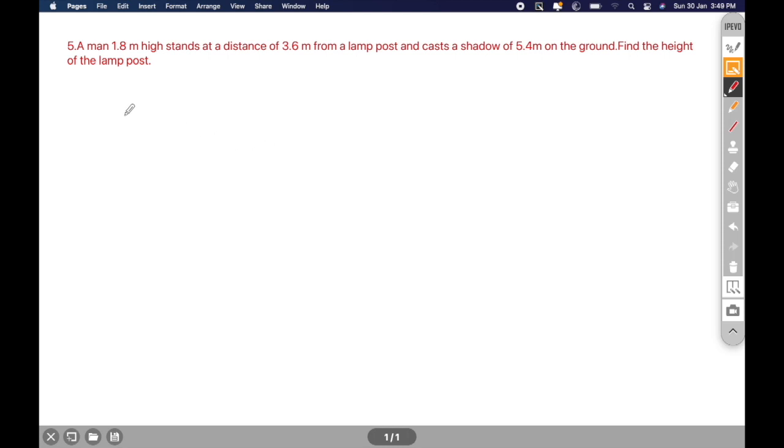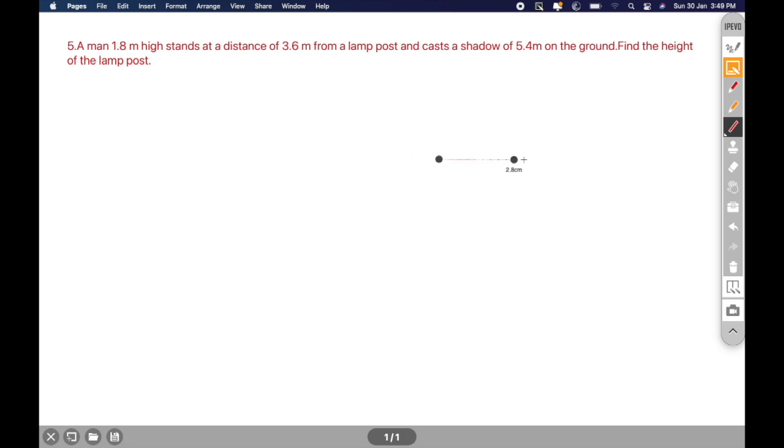The next question is, a man 1.8 meter high stands at a distance of 3.6 meter from a lamppost and casts a shadow of 5.4 meter on the ground. Find the height of the lamppost. So here the observer is not a point object, but the height of the observer is given here. So unlike the previous questions, we have the height of the man also.